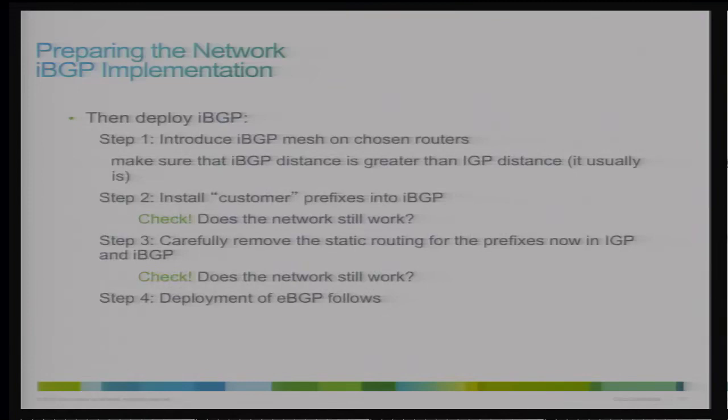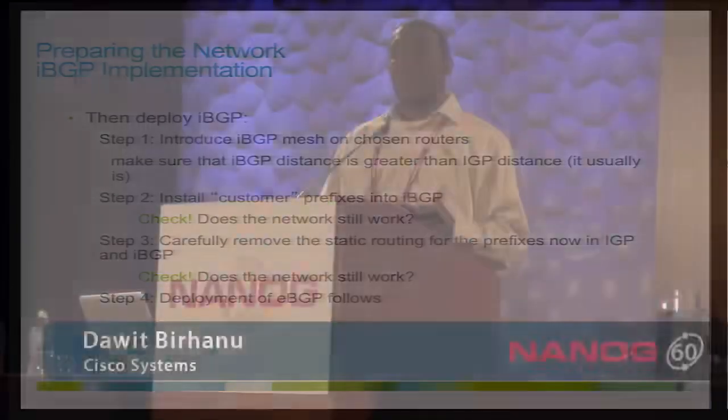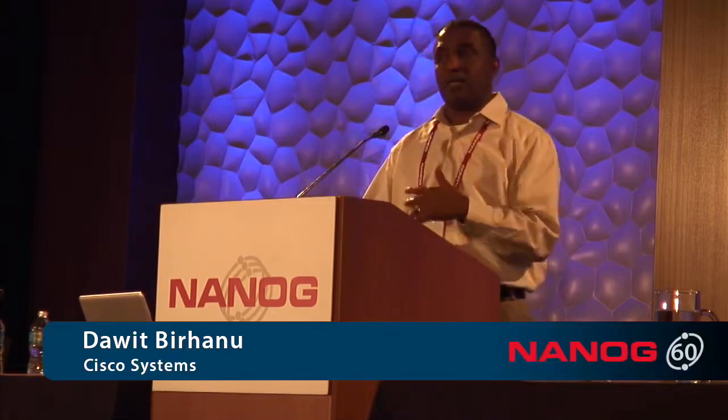Then you deploy IBGP. So the first step is to decide whether to use a full mesh or a route reflector. This particular example assumes a full mesh. And you have to make sure that the IBGP distance is greater than IGP, and usually that's the default. Since you are injecting IGP routes into IBGP, you don't want to prefer the IBGP route over the IGP route, so the distance for IBGP should be higher than the distance for IGP. By default, that's typically the case.